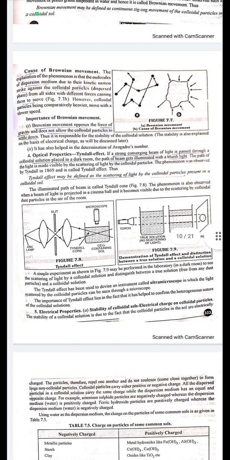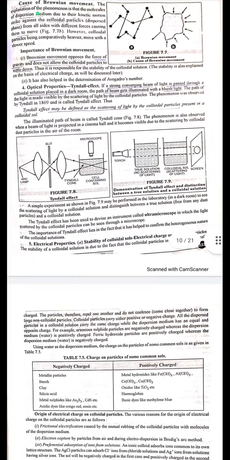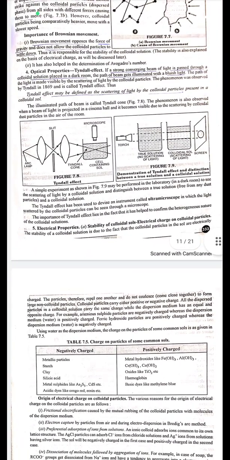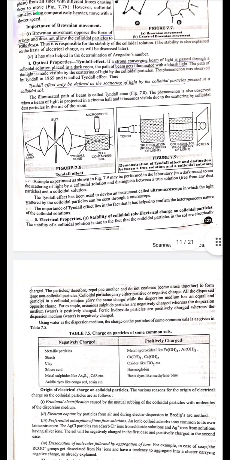Fourth, optical properties: Tyndall effect. If a strong converging beam of light is passed through a colloidal solution placed in a dark room, the path of the beam gets illuminated with a bluish light. This was discovered by Tyndall in 1869 and is called Tyndall effect. Thus, Tyndall effect may be defined as the scattering of light by the colloidal particles present in a colloidal sol. The illuminated path of the beam is called Tyndall cone.